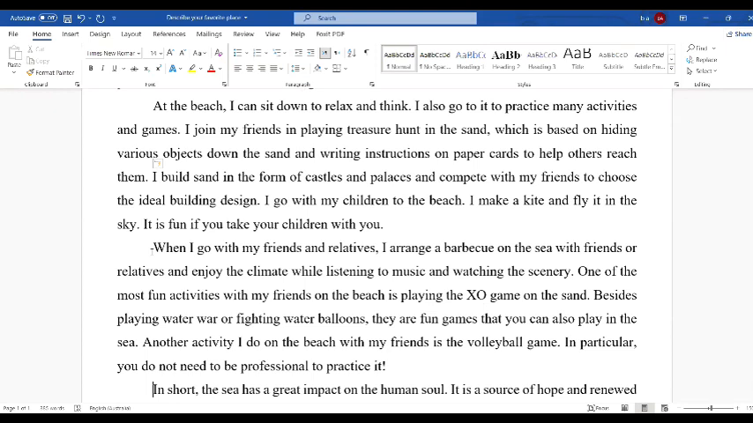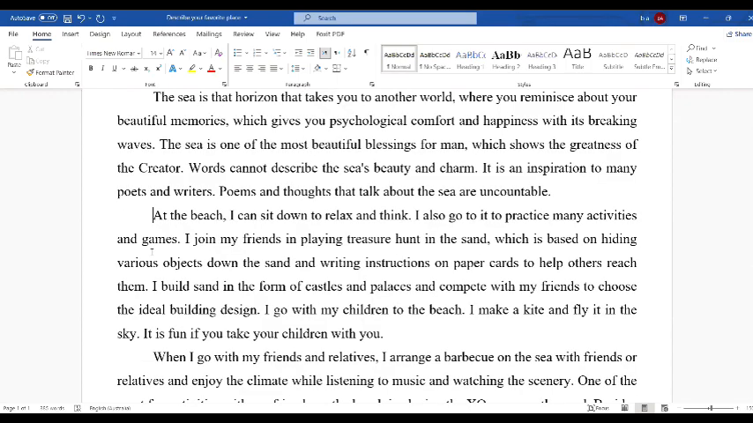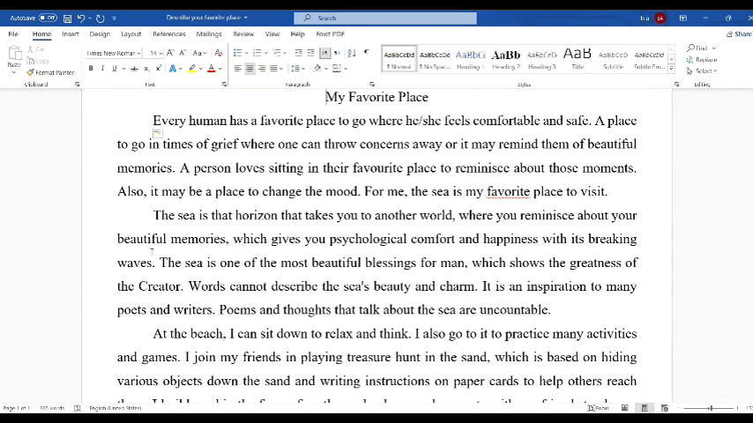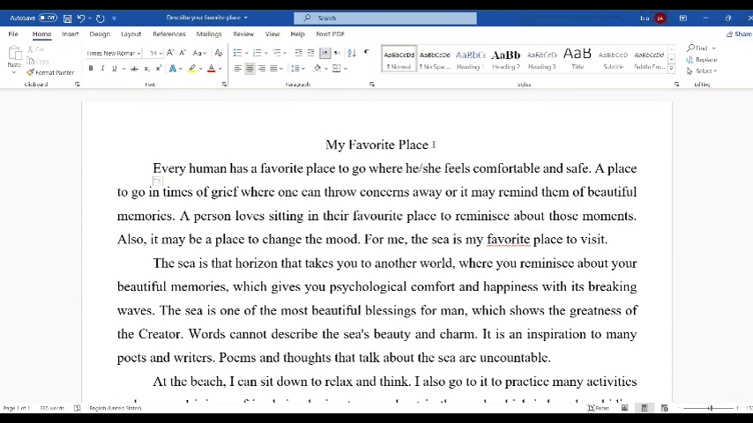Either it is introduction, body, or conclusion. Okay, so the indentation is very important in formal writing. Okay, and to have a title in the middle, not for example in the left nor in the right, we have to have it in the middle of the page.